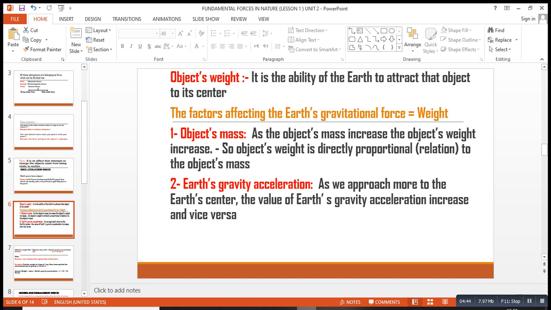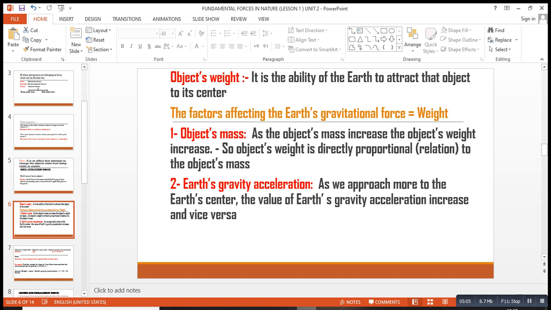Number 2, Earth's gravity acceleration. As we approach the Earth's center, the value of the Earth's gravity acceleration increases, and vice versa. What does it mean? It means that when we see a plane landing on the ground, it lands slowly according to gravitational force.